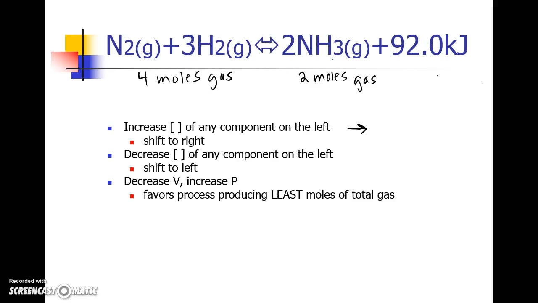Okay, so in this case, the opposite is true. If we increase the volume and decrease the pressure, it will shift towards the side with more moles of gas in that case.